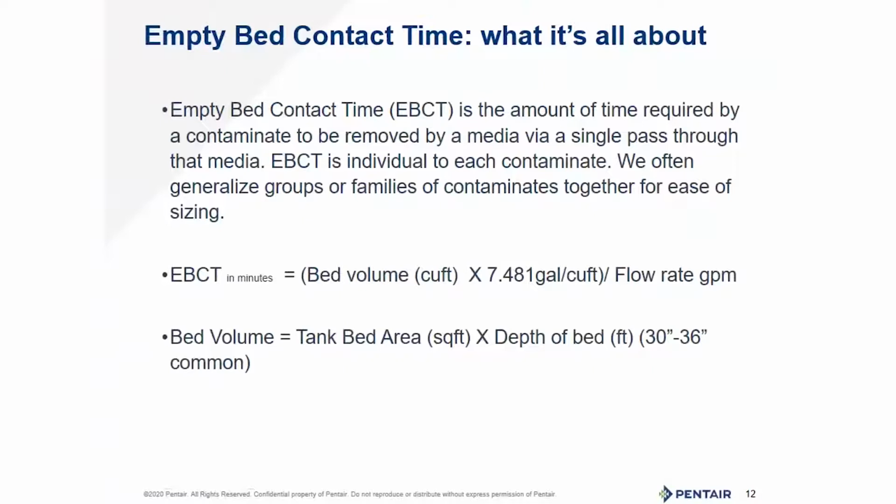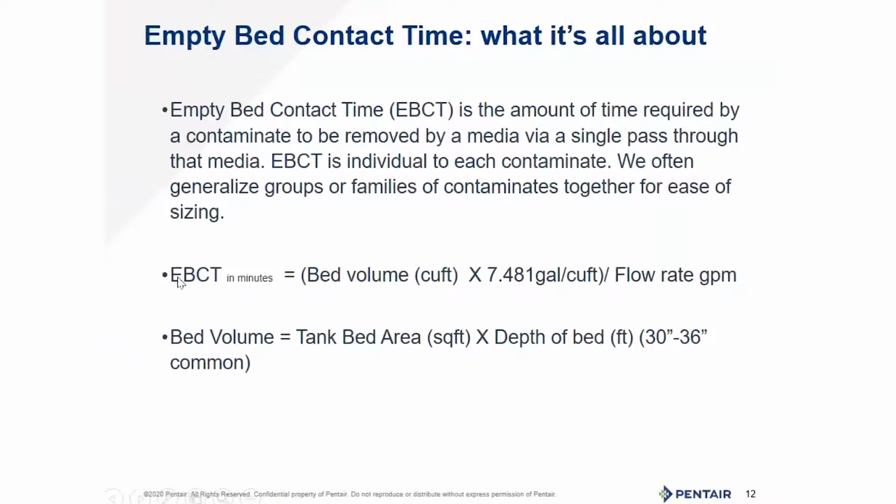Those isotherms that predict what we can do are all based on empty bed contact time. This is taking raw virgin activated carbon, putting a certain amount of contaminant in a beaker full of this stuff and measuring how long it takes for that carbon to adsorb, chemisorb, physisorb, whatever process it takes that carbon to remove it. And that equals the bed volume in cubic feet times 7.48 gallons per cubic foot. That's a water conversion here, times the flow rate in gallons per minute.